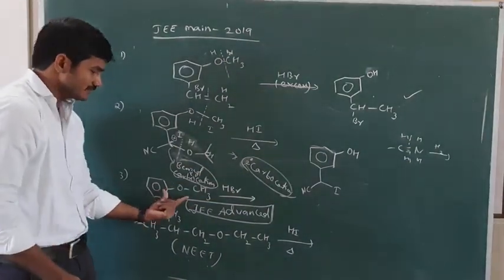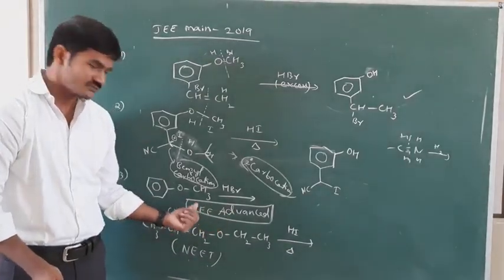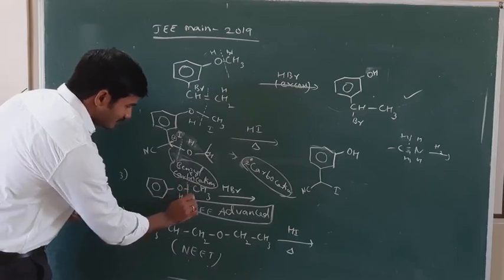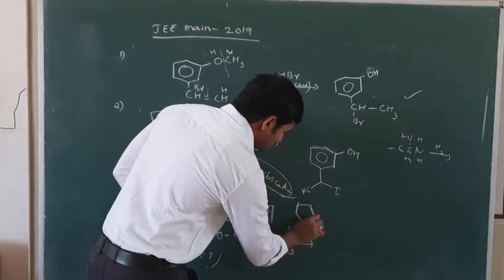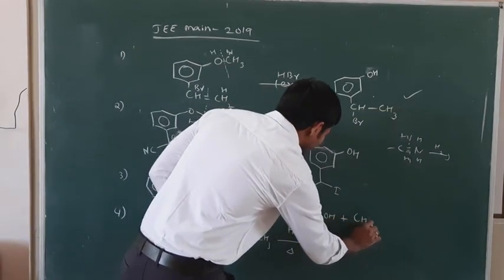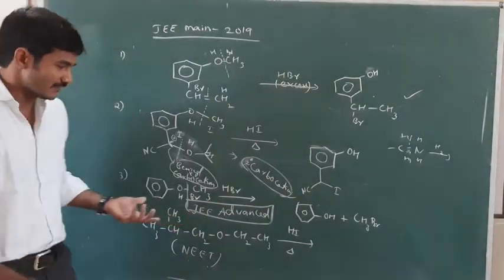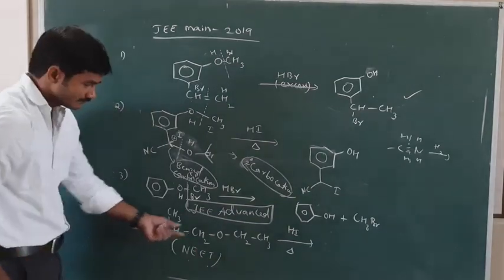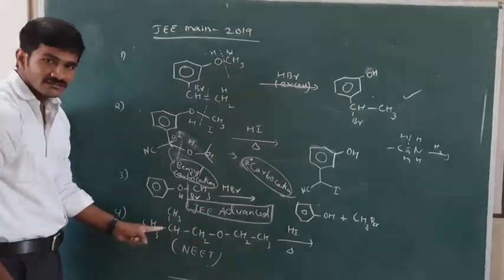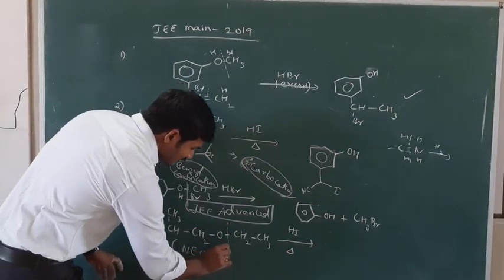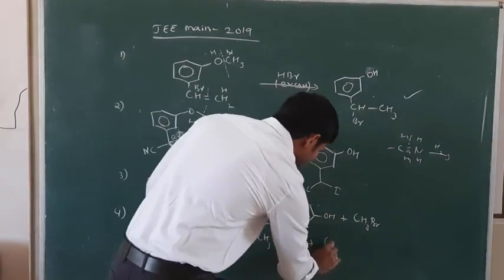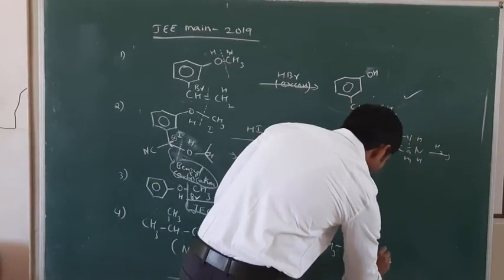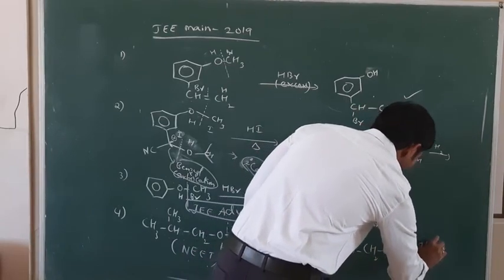See this simple example, they ask it in the advanced exam. But you have to remember where to break the bond. Here we break the bond, H and Br. So the products are phenol and CH3Br. When you write the product, you write phenol as the major product. And this is ethyl, this is one bulkier. Among these two, this is the simple group, this is somewhat bulkier. So break the simple one. Here we get H, here we get I. So the product is CH3CH2OH plus CH3I.